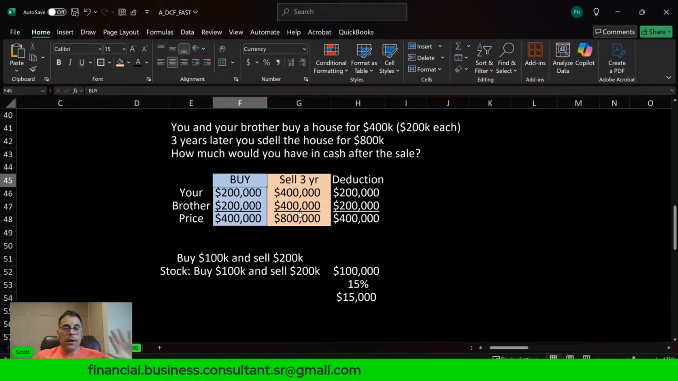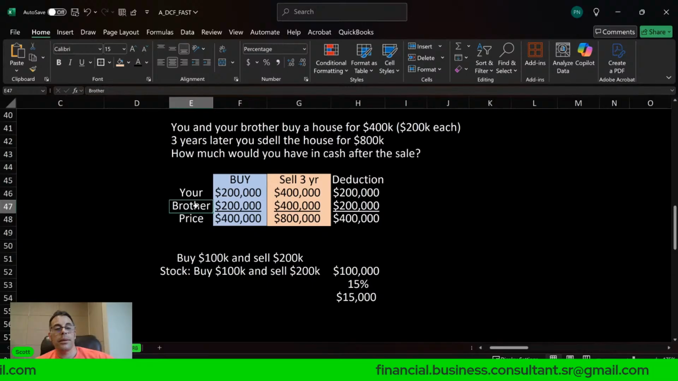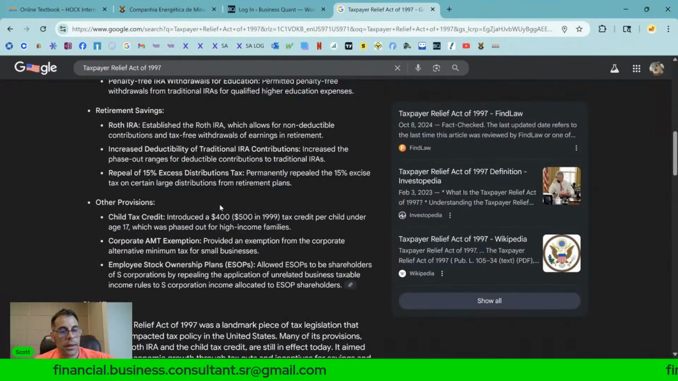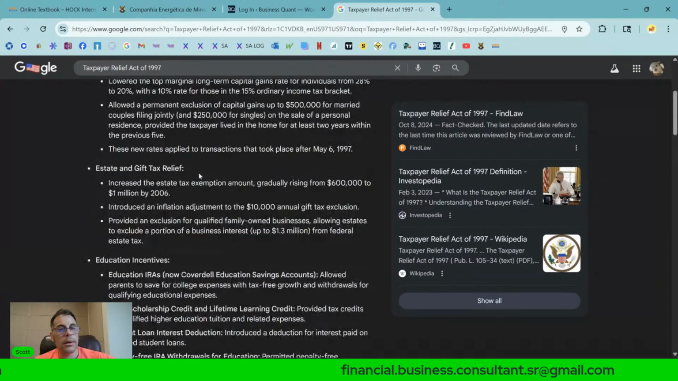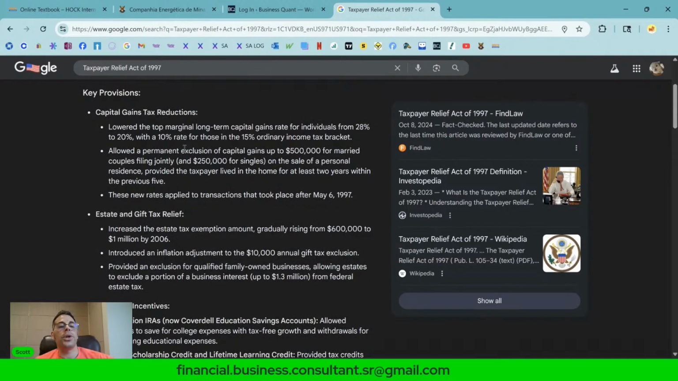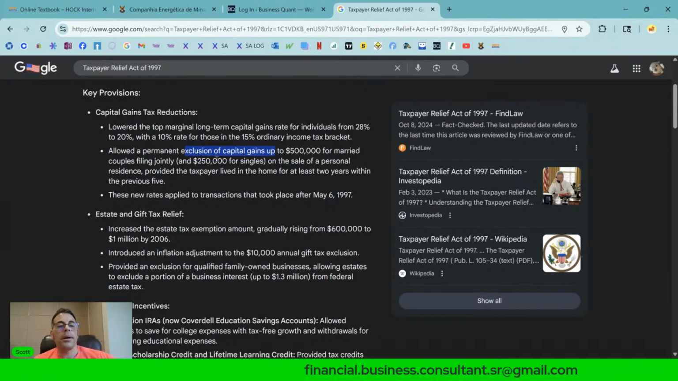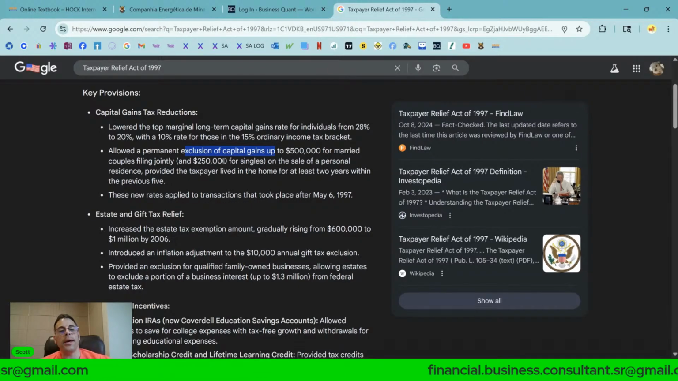Because now you know about the $250,000 credit. Both of you would receive that allowance. So what is it called? Okay, it's an exclusion of capital gains. I don't know if that's clearer, but for your personal residence, $250,000 is excluded from capital gains.